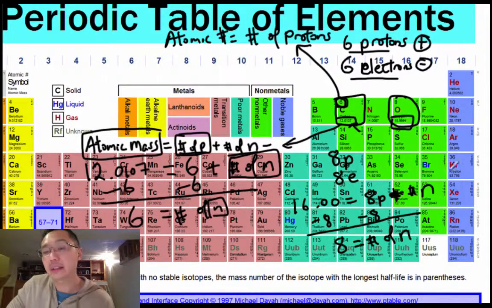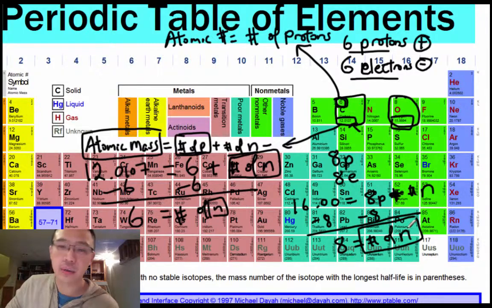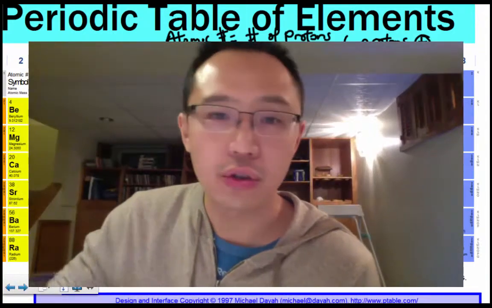But as you go down the periodic table, the mass would change, and the number of neutrons will actually be different. The number of neutrons gives you the different isotopes that we will have in different elements, which we'll talk about in another video later. But this is just the basics of the atom.